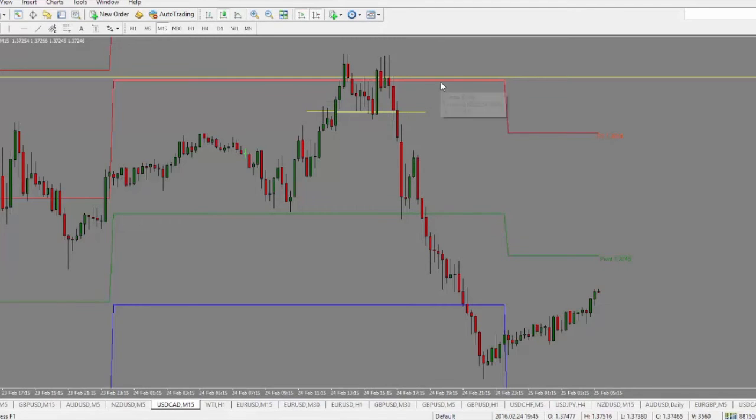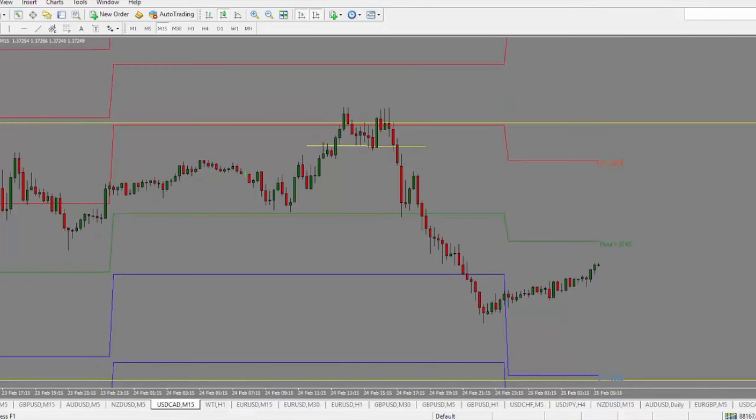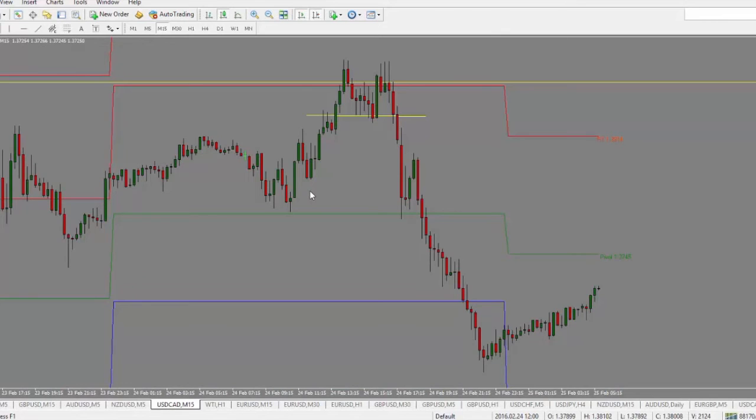So again, just to review, this is the R1 level of the daily pivots. So we see a trade from R1 go to pivot, which is the first reaction point. It's also a minor support and resistance area here. And then we see a bit of a pullback and then another leg to the downside, and we see it go to S1 and then slightly further. So this is a very nice trade.